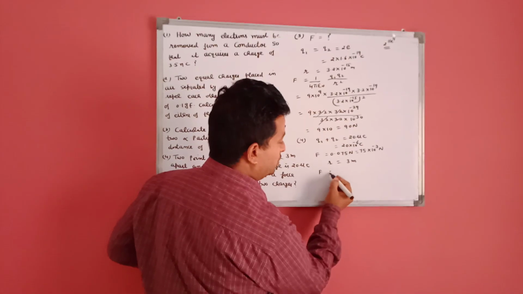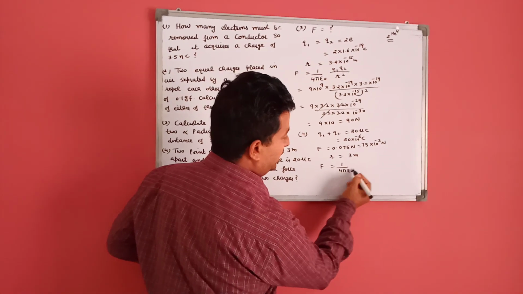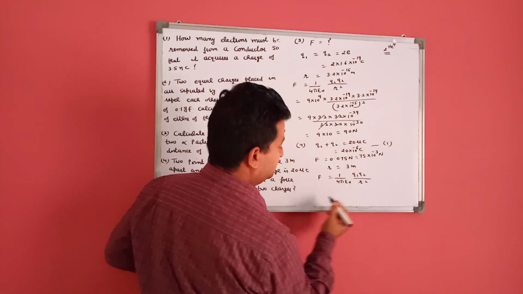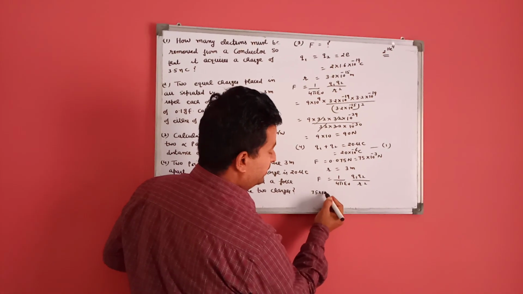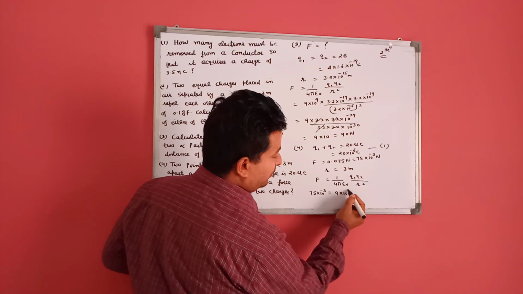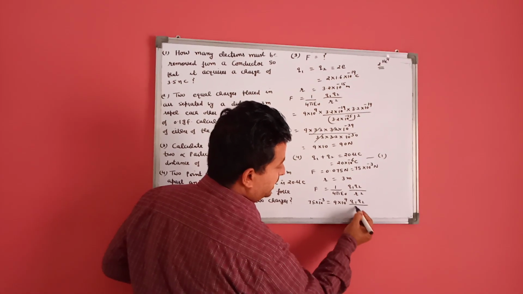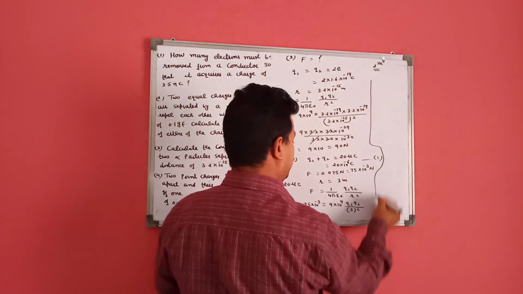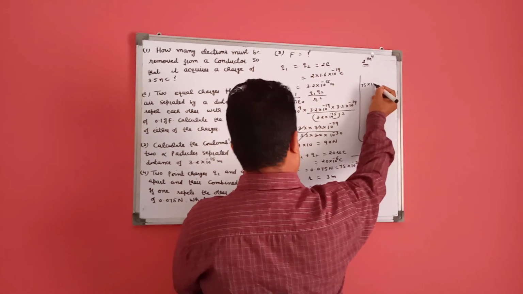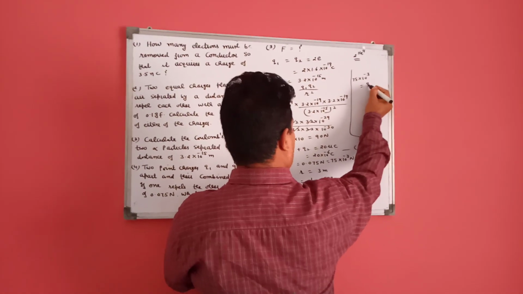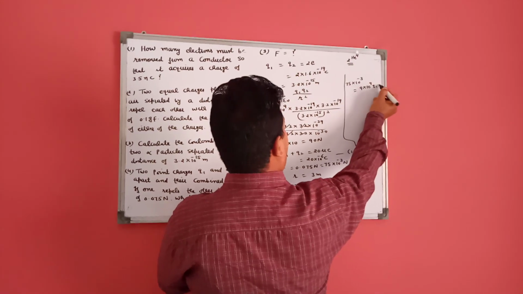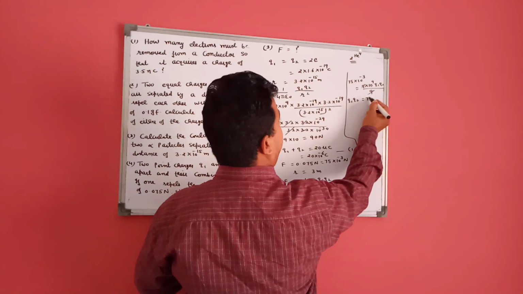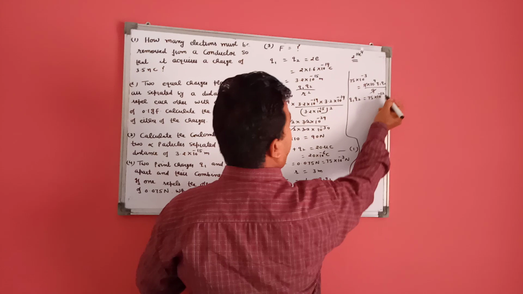In this, using Coulomb's law, F is equal to 1 by 4 pi epsilon naught Q1 Q2 over R square. This is equation number 1. Force is 75 into 10 to the power minus 3, and the value of 1 by 4 pi epsilon naught Q1 Q2 over 3 whole square. Then this equation becomes 75 into 10 to the power minus 3 equal to 9 into 10 to the power 9 Q1 Q2, 3 whole square is 9. Then the value of Q1 Q2 is 75 into 10 to the power minus 12.